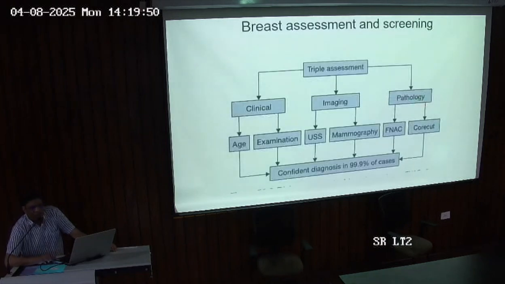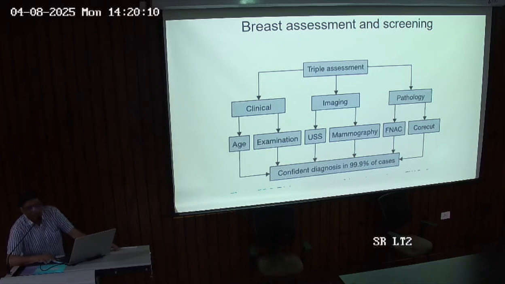Now, how to do a breast assessment? There is a triple assessment. First is clinical, second is imaging or radiological assessment, and third is pathology, that is histopathological. These 3 assessments clinch the diagnosis in up to 99.9% of cases.